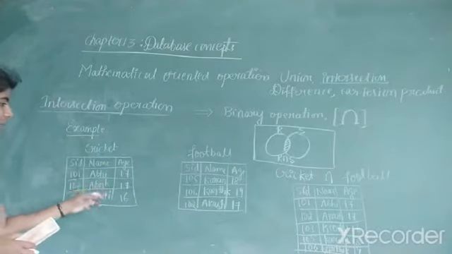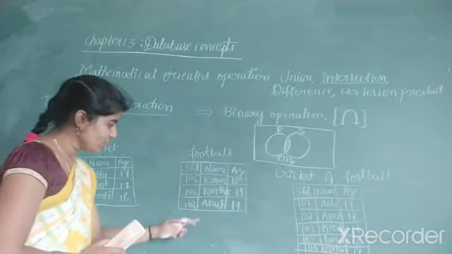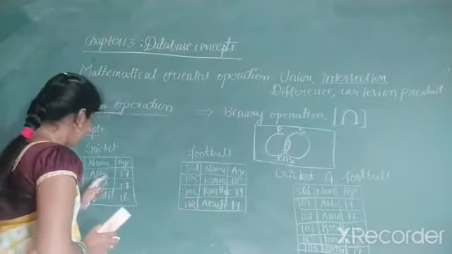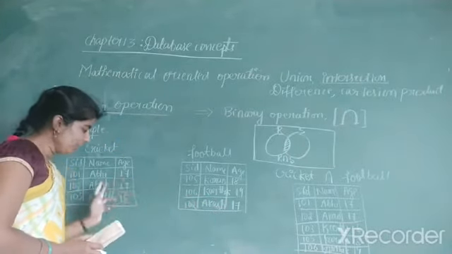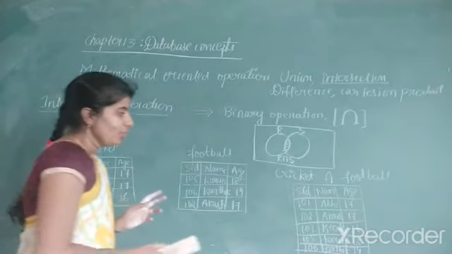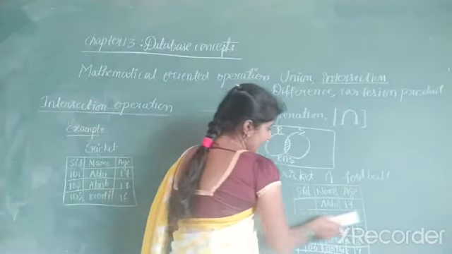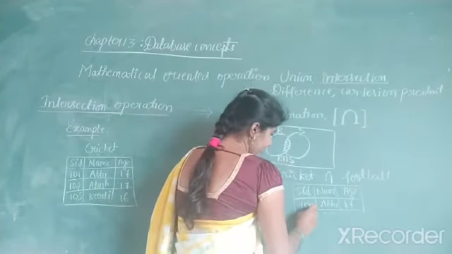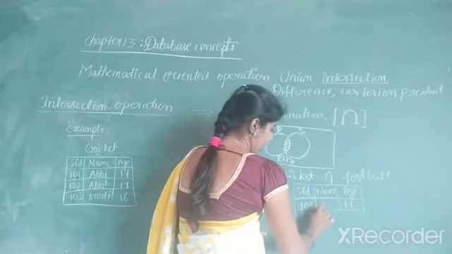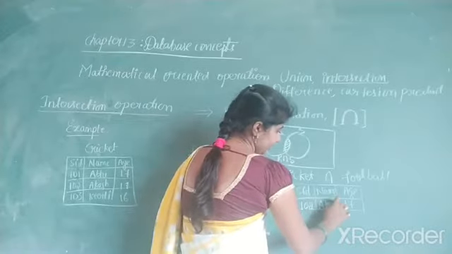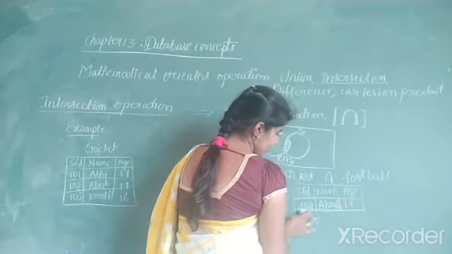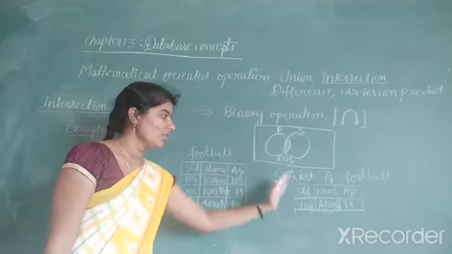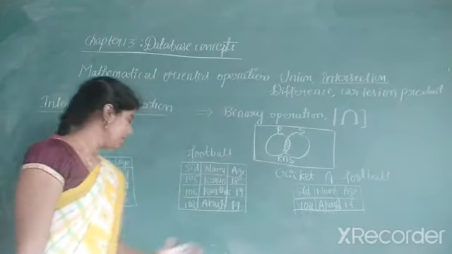And 102 Akash 70. Search in this table for 102 Akash 70. So it is present and it is common in both the tables. It is in both tables, in both relations. So this will appear in the output. So the tuple 102 Akash 70 comes in the output. Age is 70. So this is the tuple which comes under which table? That is the output table, or resultant relation.